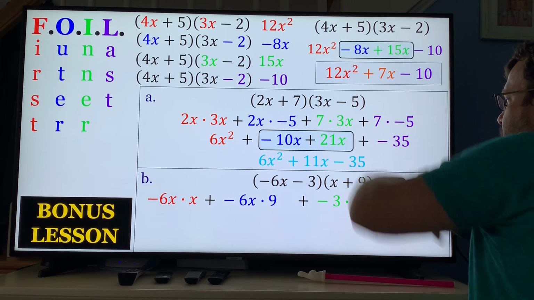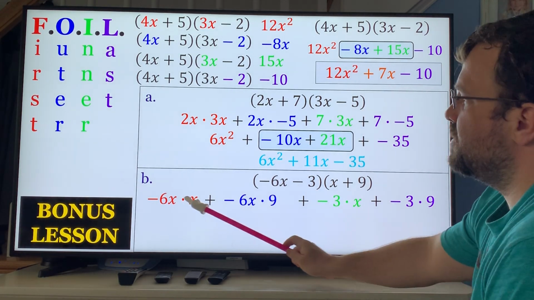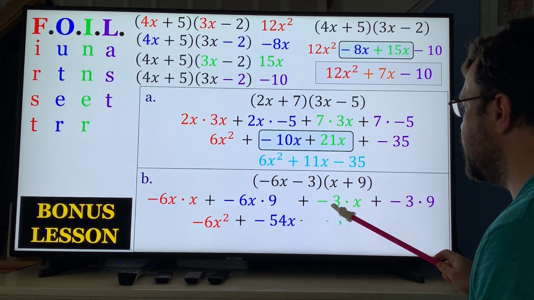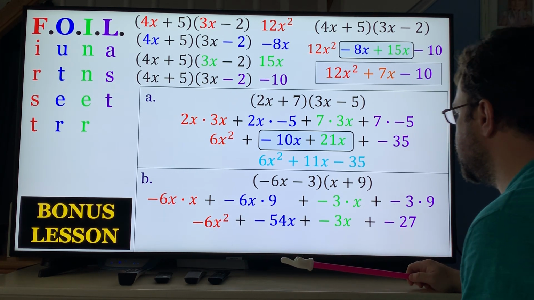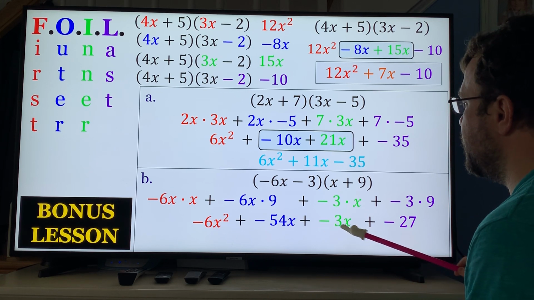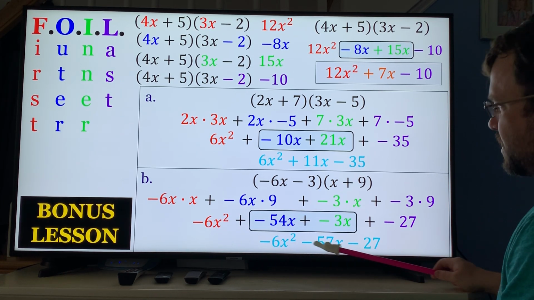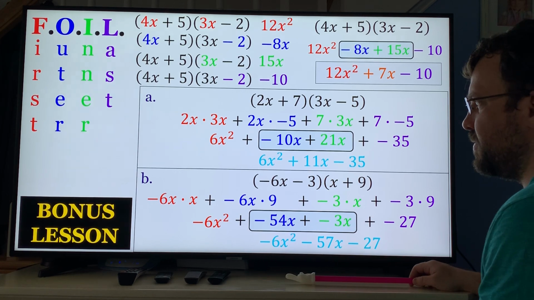Last. All right. 6x squared minus 54x minus 3x minus 27. 54 and negative 3 is minus 57. Negative 6x squared minus 57x minus 12.